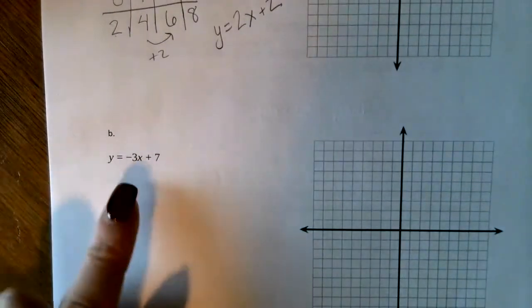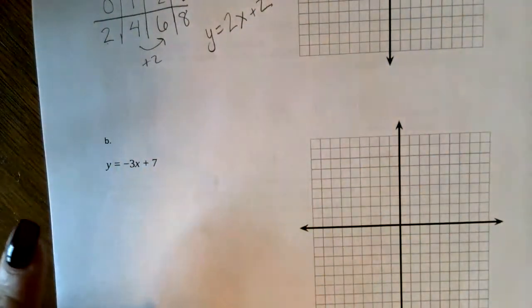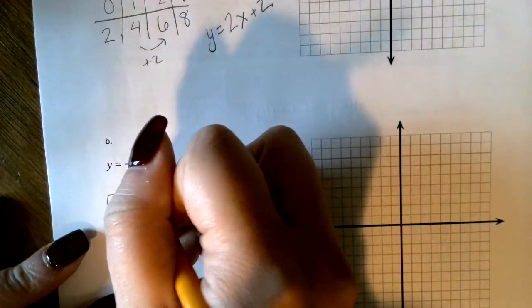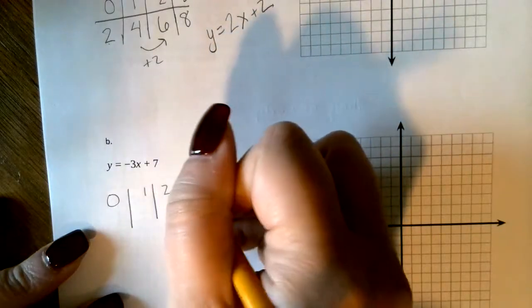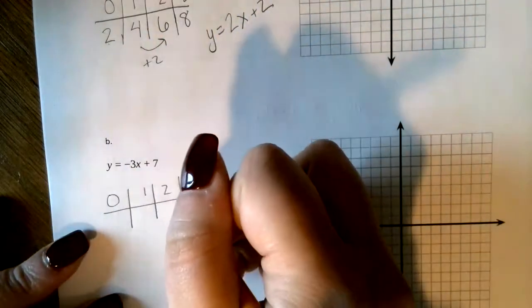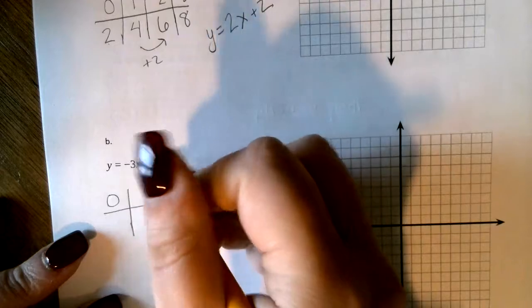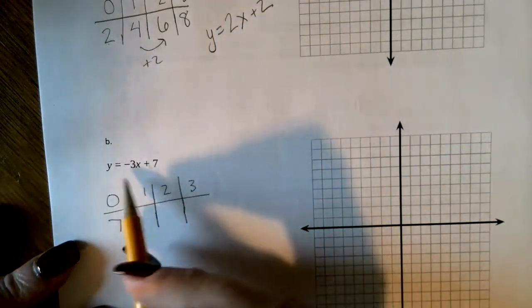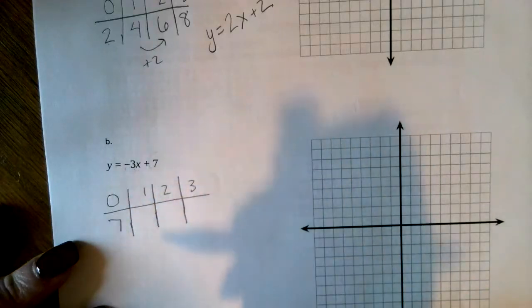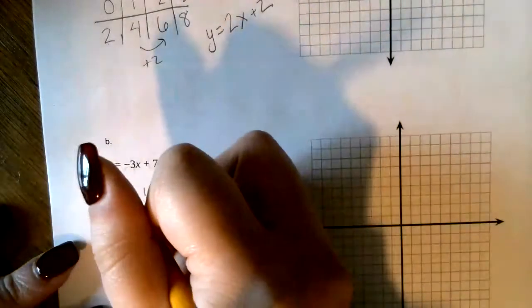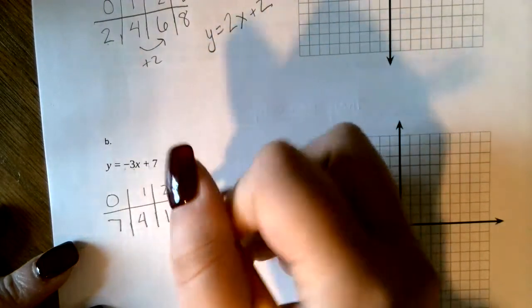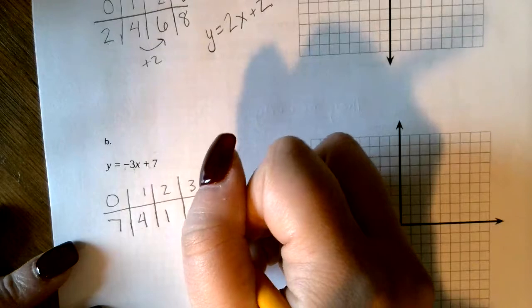All right, next up. For letter B, I'm given a rule, and I have to create a table and graph. So again, just like 0, 1, 2, 3 is plenty of points. We don't have to go crazy. We know that our 0 number is 7, right? Because that's what that number tells us. That's our 0 number. And we know that we are decreasing by 3 every time. So 7 minus 3 would be 4. 4 minus 3 would be 1. 1 minus 3 would be negative 2.